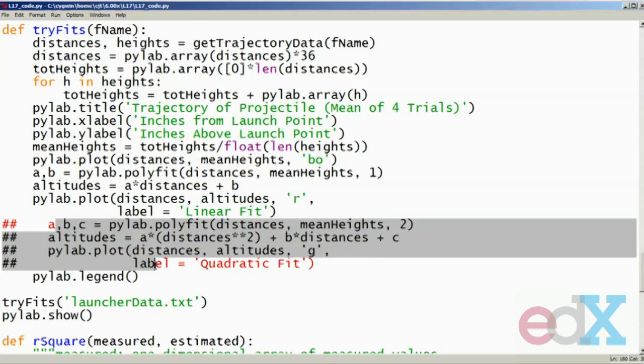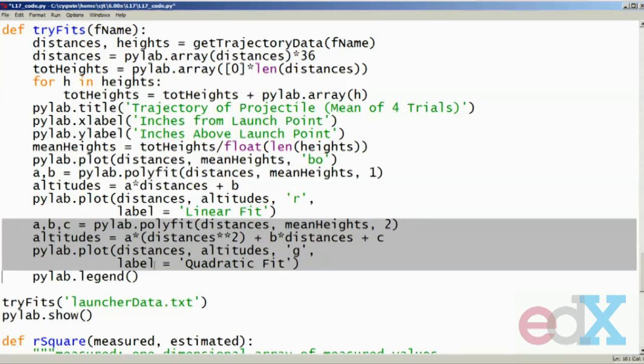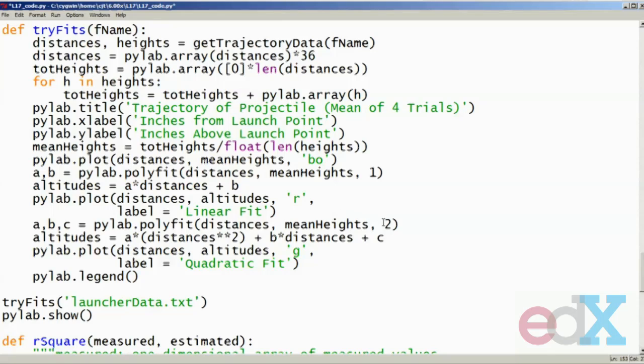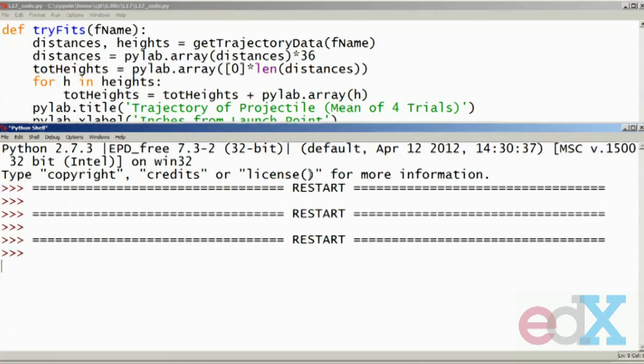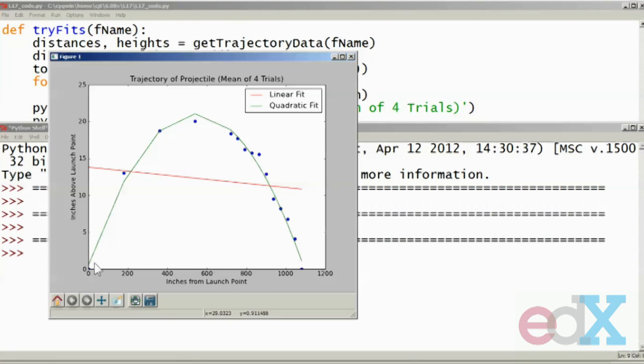And so what we're going to do is look for a quadratic equation that relates the distance to the altitude of the arrow. So let's get this code back into execution. This is just an addition of fitting a second degree equation to the data. And let's see how that goes. So we're going to save this out and run it again and look at the plot. And yes, here we go.